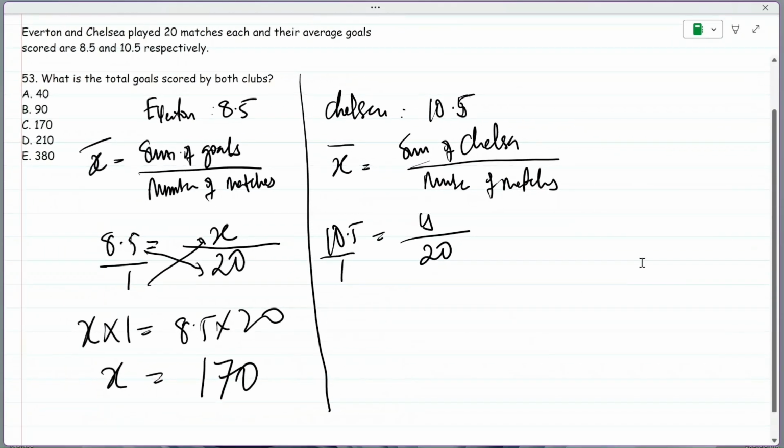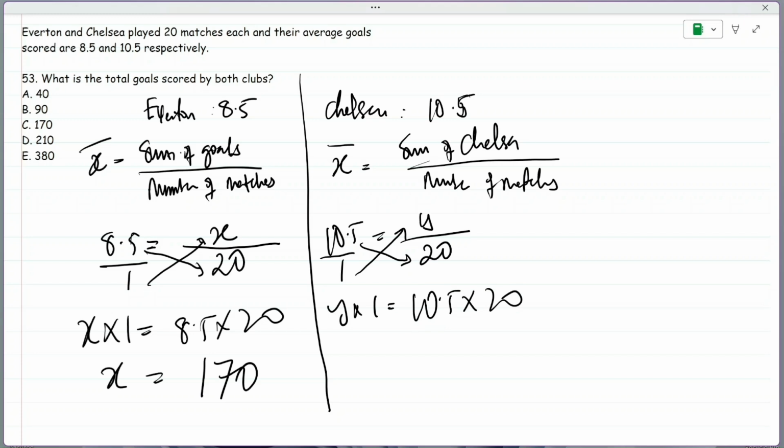Then we can choose to multiply both sides by 20 to get 20 times y, or we just cross multiply. We have y times 1 on one side equals, on the other side you have 10.5 times 20. Y times 1 is y. Then 10.5 times 20 is 210. So the total number of goals scored by Chelsea, or the sum of all the goals scored by Chelsea in 20 matches, is 210 goals.